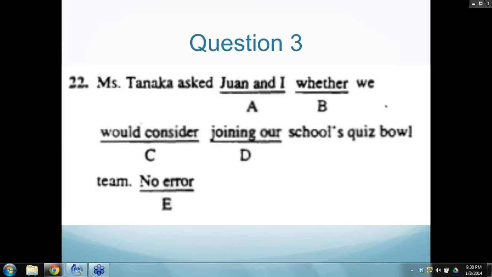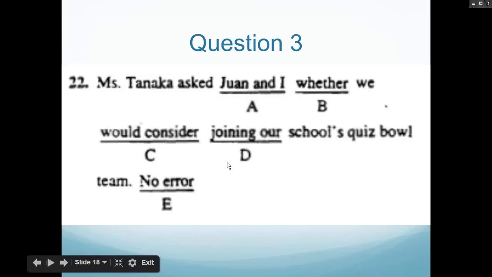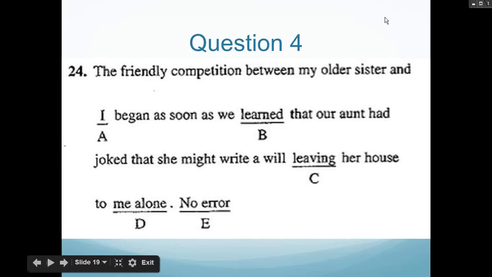There's the rule. Now let's listen to the trick. Ms. Tanaka asked I whether we would consider, or Ms. Tanaka asked me whether we would consider. Okay? So Ms. Tanaka asked me sounds more appropriate. Okay? And that's why choice A is the error. Nice job. Okay. Here's a great one to try. Give this a shot, everybody.